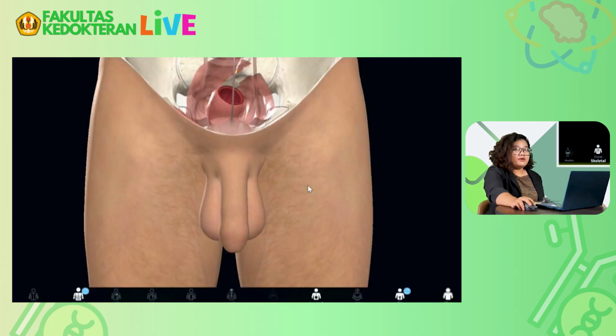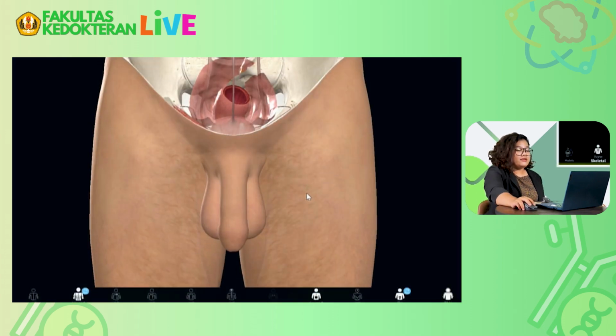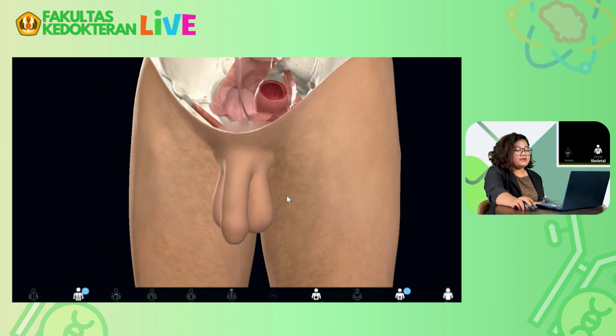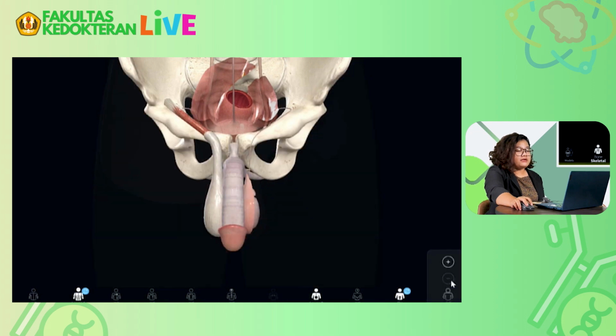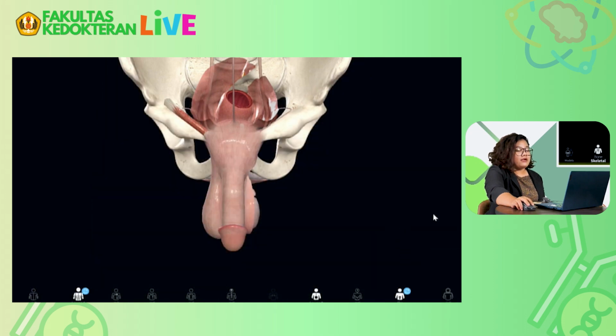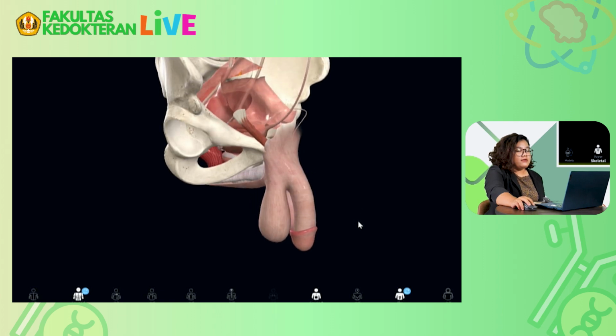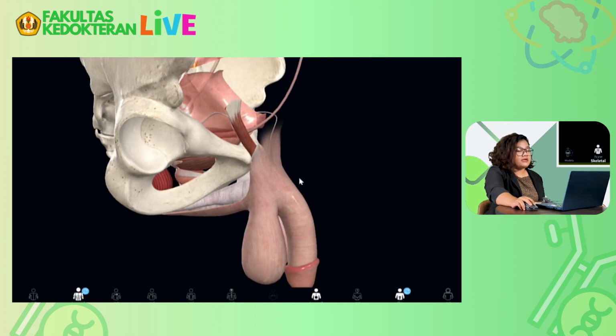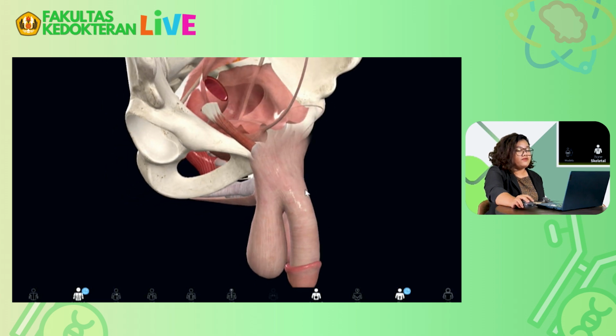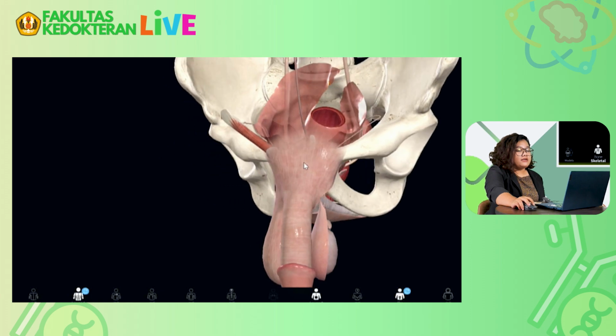Here we see the male genitalia. This part is the external part. We will peel off the skin so we can see the inside. Okay. More or less, these are the entirety of the male genitalia. I already removed a lot of the structures, so you can see the genitalia better.